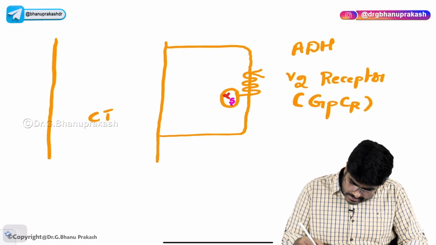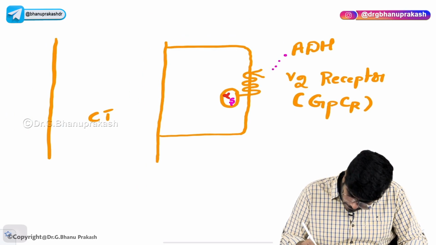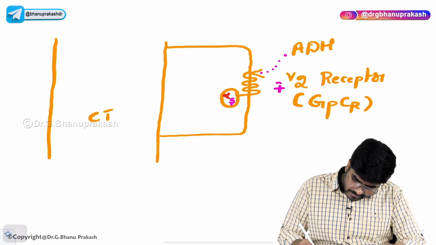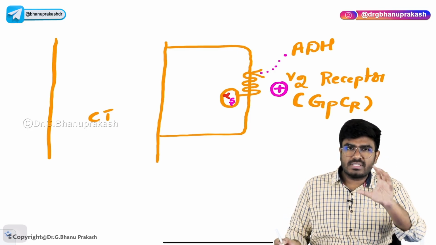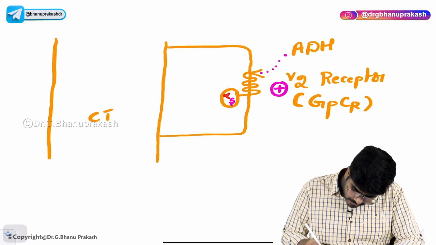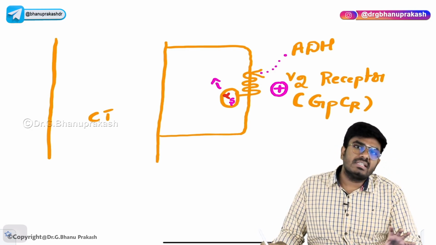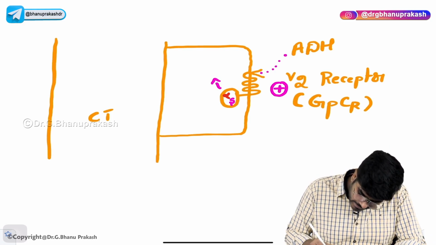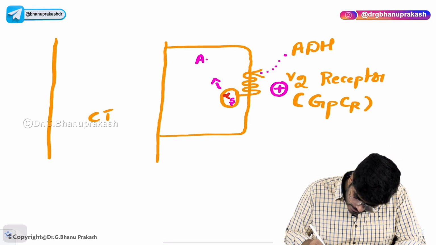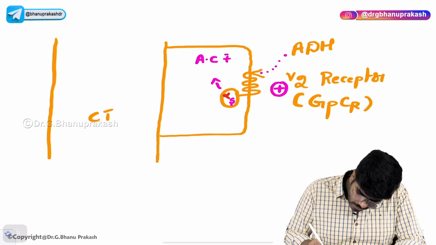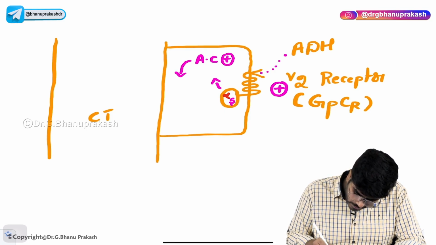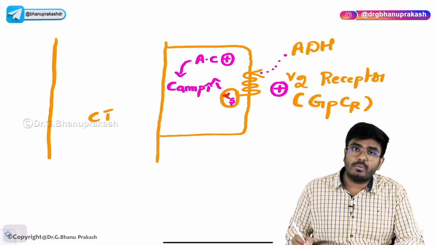Now what happens? This antidiuretic hormone will come and bind to the ligand binding domain. Now this V2 receptor is activated. When the V2 receptor is activated, this alpha subunit is going to detach from here and move away, converts GTP into GDP, and with whatever energy is released, it activates adenylyl cyclase inside the cell. Adenylyl cyclase is activated. Now in this cell, adenylyl cyclase is going to convert ATP into cAMP. So cAMP levels inside the cell are going to be increased.